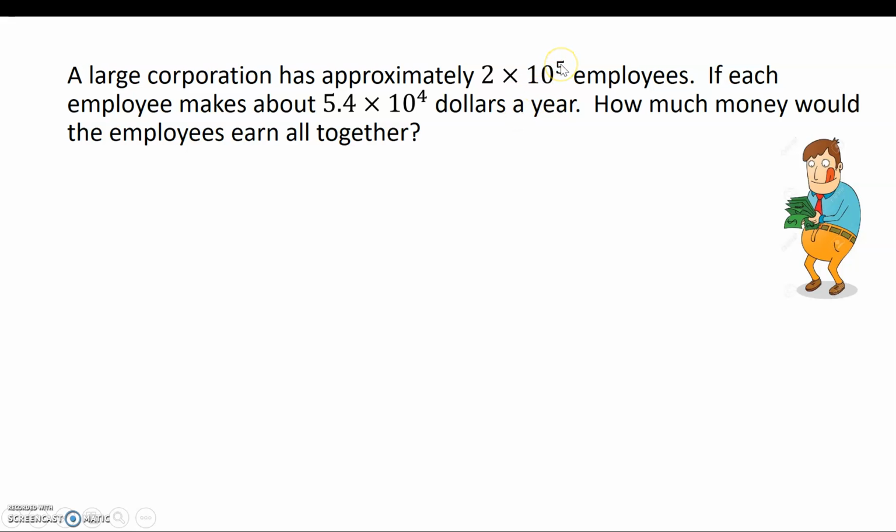So now we have more difficult numbers when you look at the scientific notation, but you would still be using the same type of operation. So when we look at this problem, again, hopefully you should be seeing you would want to use multiplication to figure out how much money the employees would earn altogether.